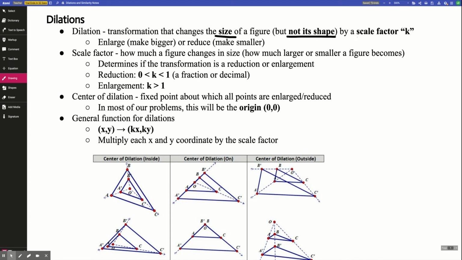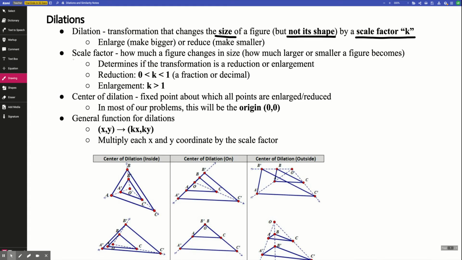Okay, and we're changing it by something called the scale factor, which we represent with this variable k. So essentially what you're doing is you're taking a shape and you're making it bigger or smaller. You're enlarging it, making it bigger, or reducing it and making it smaller. It's a lot like what you do when you're changing the size of photos or images on a Google slide or a Google Doc, things like that. Same shape, different size.